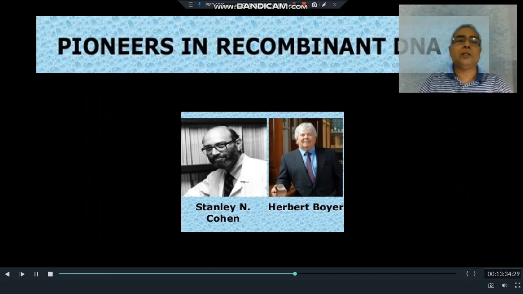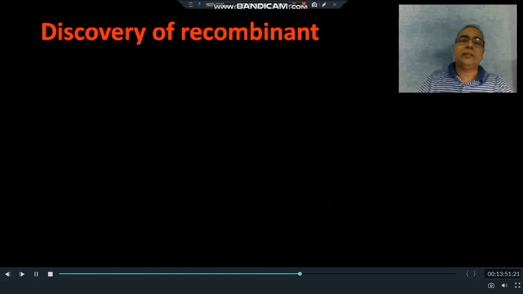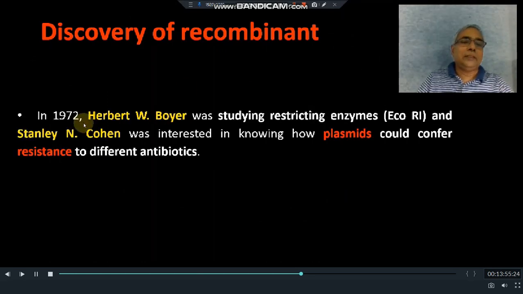The pioneers of this recombinant DNA technology were 2 scientists, Stanley Cohen and Herbert Boyer. Both these scientists met in a conference and they discussed their areas of research. In 1972, Boyer was working on restriction enzymes. He was trying to understand how these restriction enzymes work, and Stanley Cohen was working on plasmids. Plasmids, you know that they are circular DNA segments present in prokaryotes. Some plasmids are also found in eukaryotes, but mainly they are elements of prokaryotes, particularly bacteria. Both the areas were different.